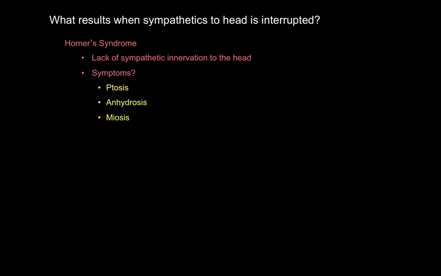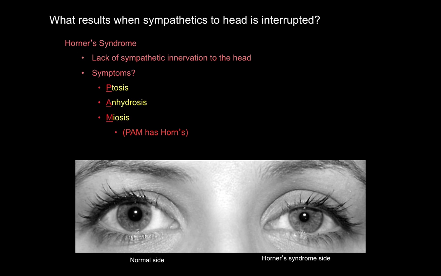So what results when sympathetics to the head is interrupted? Well, Horner syndrome, a lack of sympathetic innervation to the head. Symptoms: ptosis, anhidrosis, miosis. What does that mean? Well, first, ptosis, the eyelid is droopy on the Horner syndrome side. Anhidrosis, it becomes flush because now all those arteries completely lose their tone, and so blood flushes to the surface. Then anhidrosis, for lack of sweating, and miosis, the pupil diameter gets smaller because you've knocked out sympathetics and the parasympathetics take over.